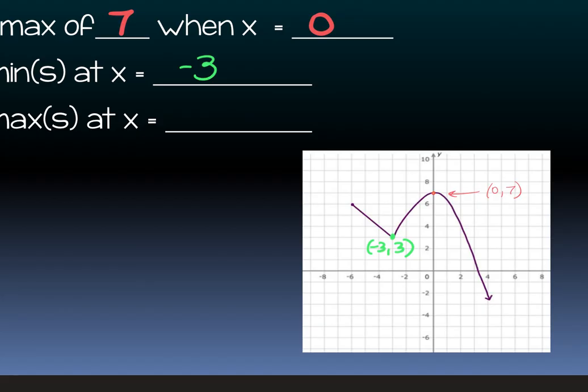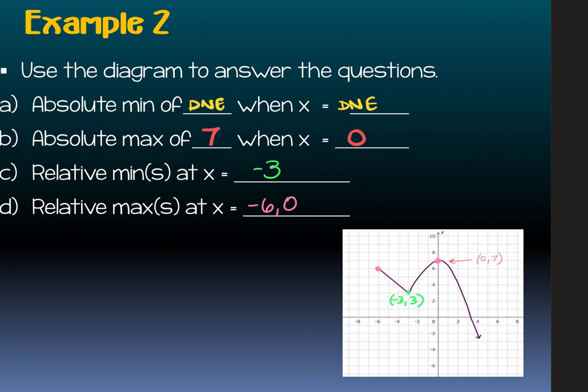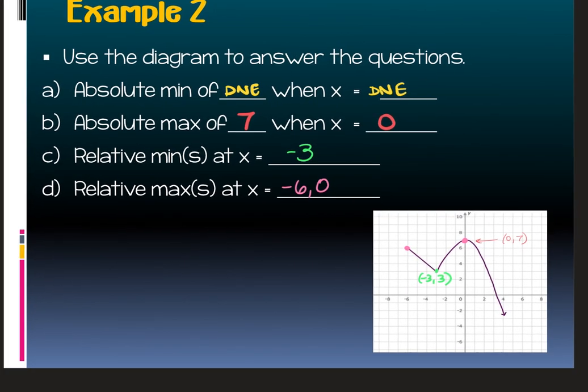Is there another local min? No, because that arrow is just going to keep going down. It doesn't come back up again. How about a local max? Here it's going to go, it's at a local max, right? That one's kind of restricted by your domain. And again, here it's going to go up and come back down again. So my x values are negative 6 and 0. Questions on that one?